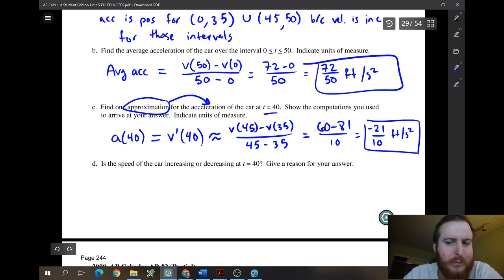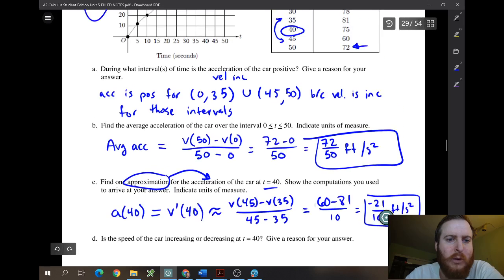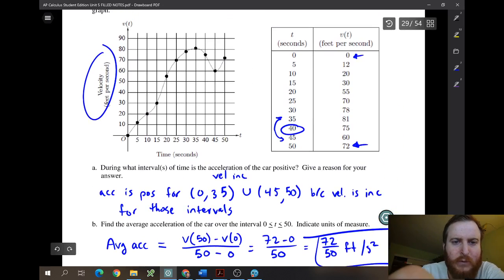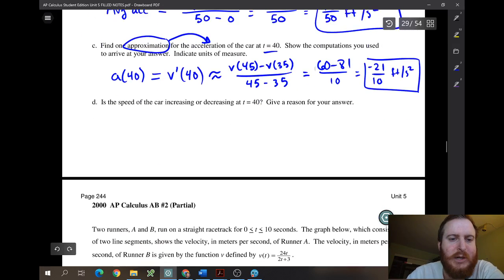So that would mean we're decelerating at 40, which kind of makes sense because if we look up at 40, our graph is decreasing. We said that would be acceleration negative.